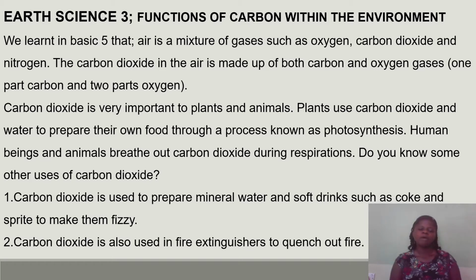Well, when you open mineral water or a soft drink such as Coke and Sprite, they make some fizzy sound. It is because of the carbon dioxide in it. That is why that sound comes. Usually we say there is gas in the drink. The gas in the drink is the carbon dioxide. Also, carbon dioxide is used in fire extinguishers to quench fire. So the fire extinguishers that we see in our homes and our school also contain carbon dioxide.